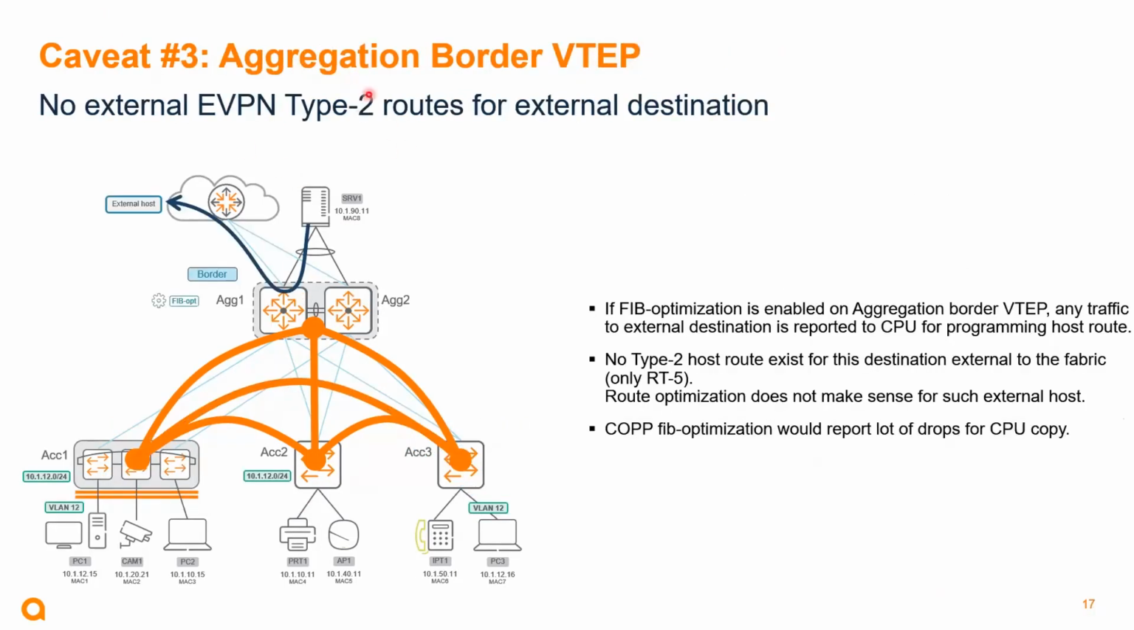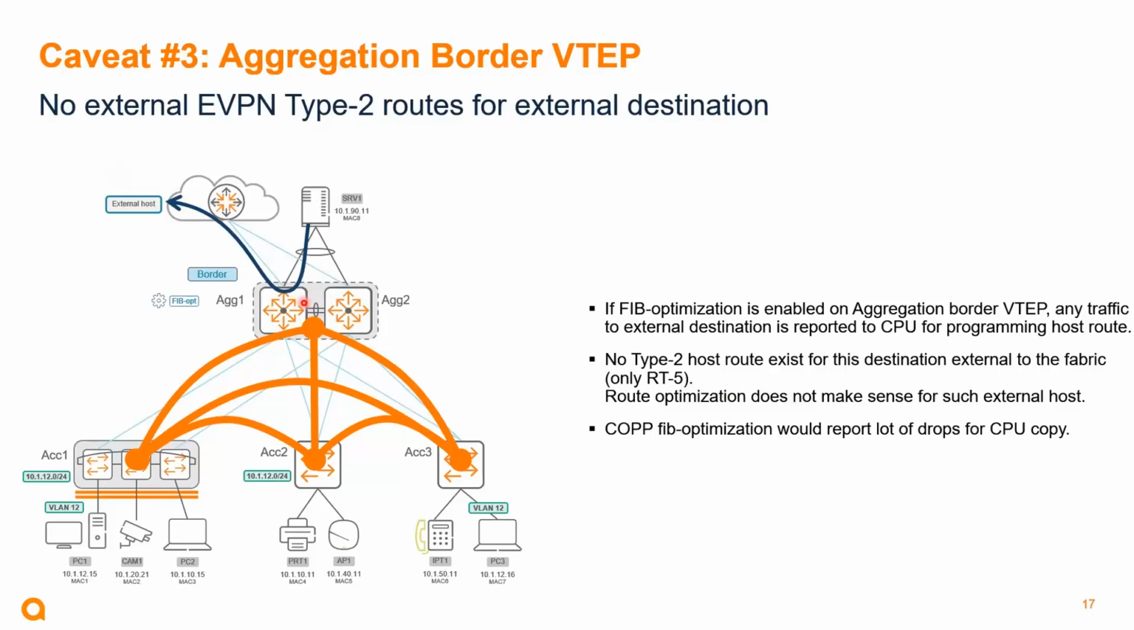Another caveat is about the aggregation border. This one is as designed and needs to be clarified. So if FIB optimization is enabled on the border, which should not be the case, but let's say for the purpose of explanation that it is enabled, any traffic to an external destination will be reported to the CPU for programming the host route. However, that host route type 2 does not exist for a destination that is external to the fabric. It knows that only through type 5.